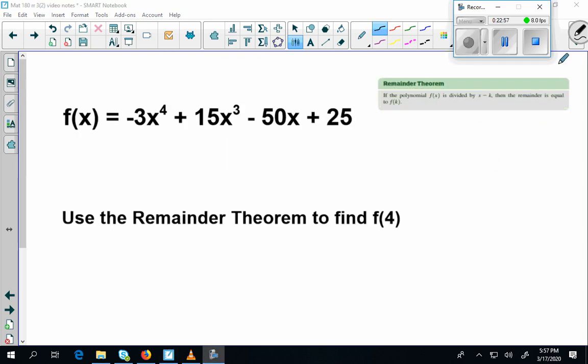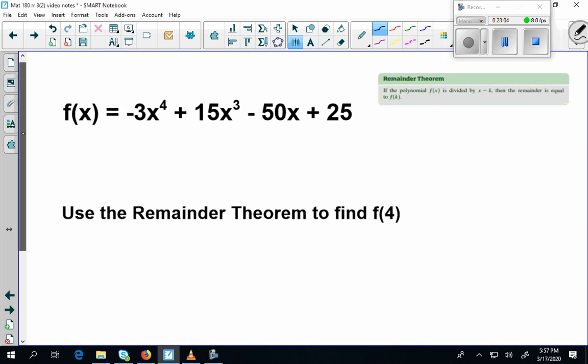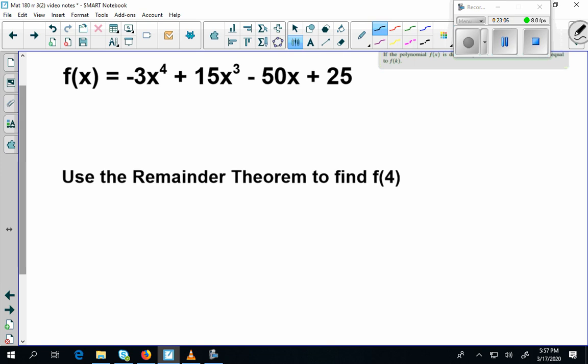All right, here I want to use the remainder theorem to find the function of 4. So that means I'm going to set up this division, and I'm going to leave what outside, do you think? See if you can beat me to it. Even if you're not sitting in class, you should still be writing and taking notes. So I'm going to be leaving that 4 outside.